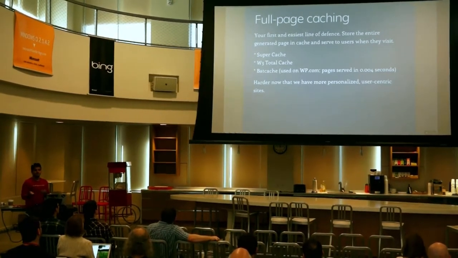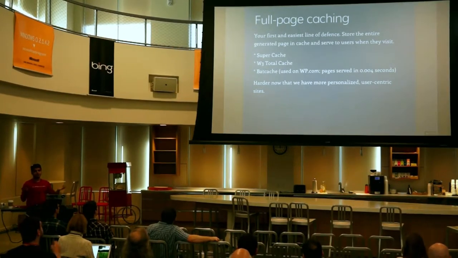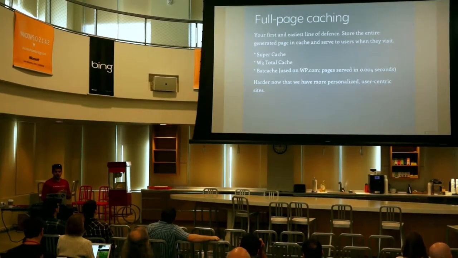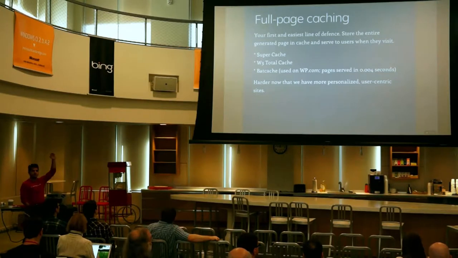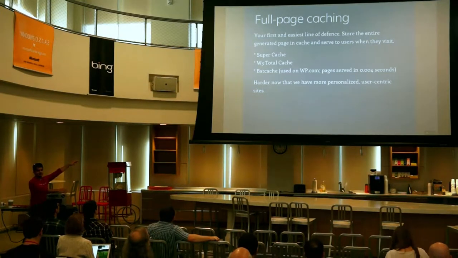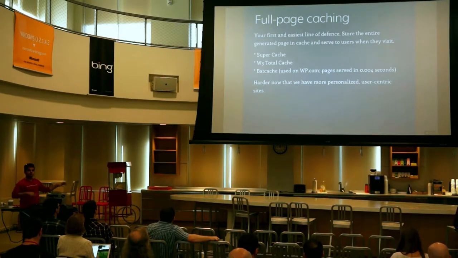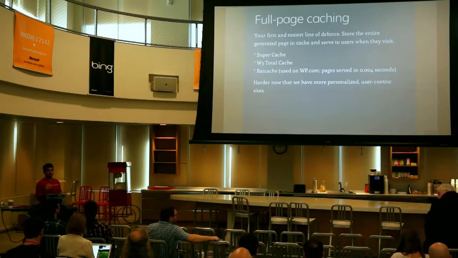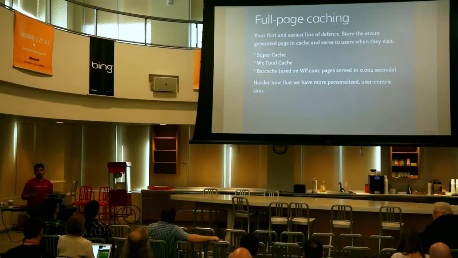So if you were to use something like Supercache or WP Total Cache, that's where full page caching comes in. The idea is that you take the entire generated page and drop it in the cache, so that anytime another user comes to your site, instead of the WordPress application or your server having to generate things over and over again, you go to the cache and say, here you go. Instead of telling WordPress to do the heavy lifting, we grab the stuff from cache and give it to the user.